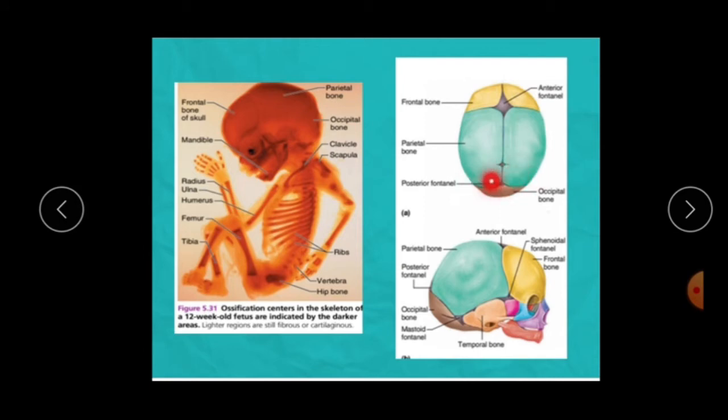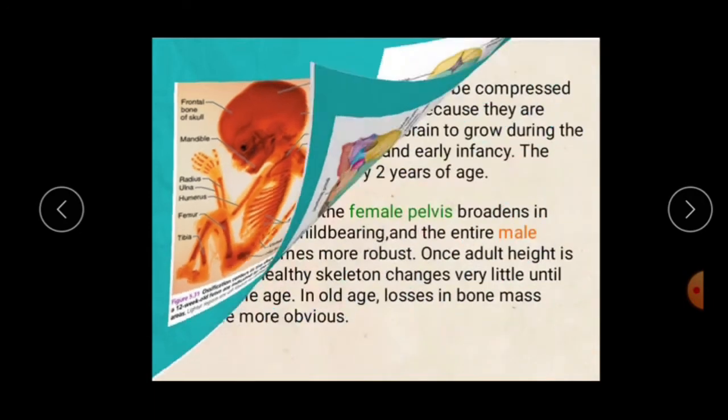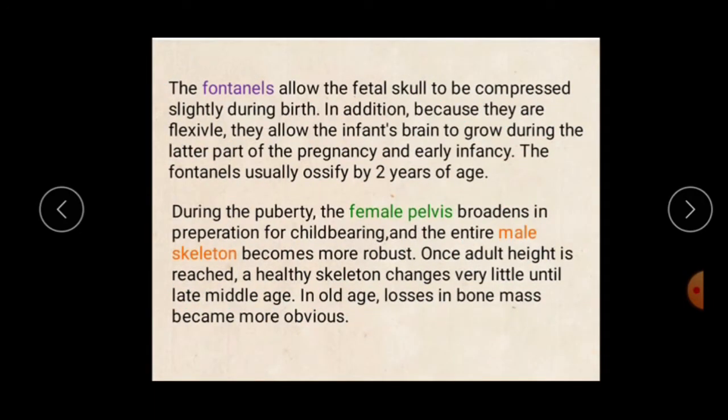Meron tayong posterior fontanelle, yung nasa baba. Then, dito sa gilid, yung mastoid fontanelle. Then, the sphenoidal fontanelle. The fontanelles allow the fetal skull to be compressed slightly during birth. In addition, because they are flexible, they allow the infant's brain to grow during the latter part of the pregnancy and early infancy. The fontanelles usually ossify by 2 years of age. So this is the purpose of the fontanelles.